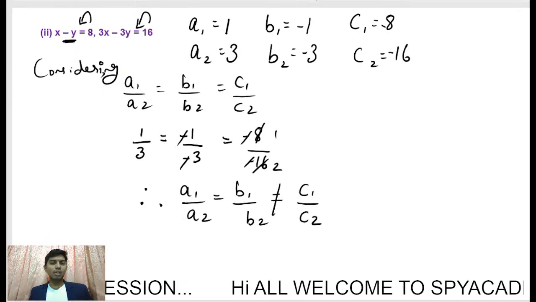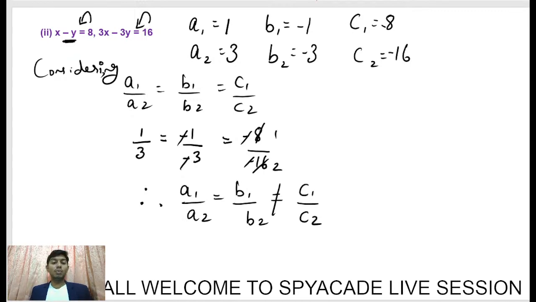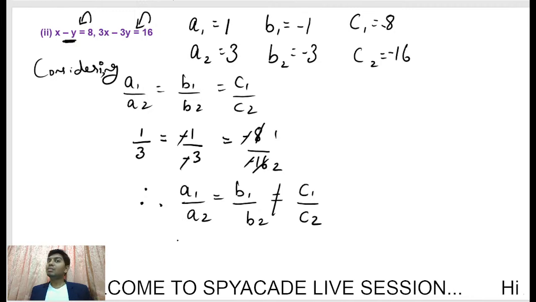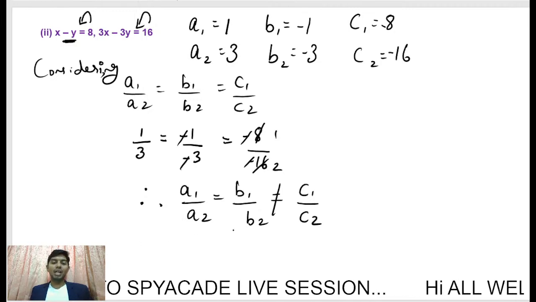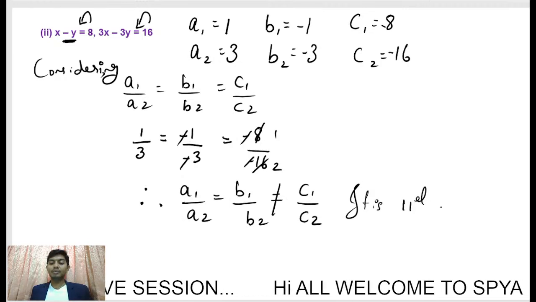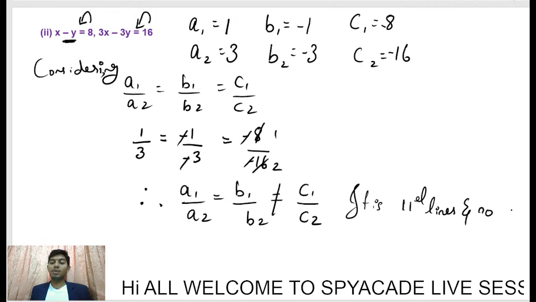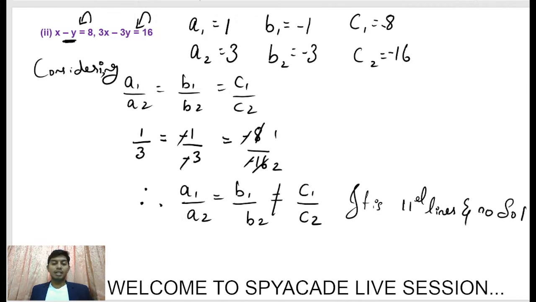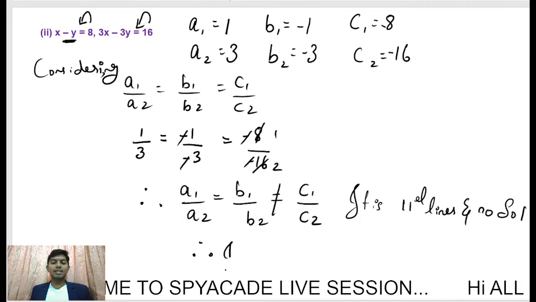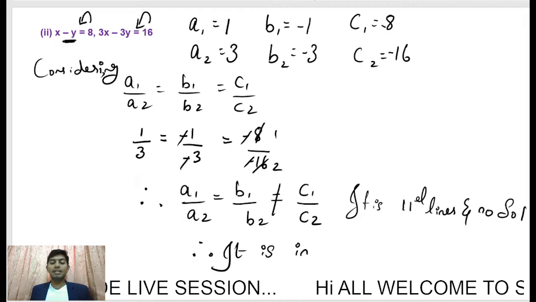In such a case, what is it called? It is called parallel lines. Then will you get any solution? No solution. Okay, it is parallel lines and no solution. Therefore, whether it is consistent or inconsistent? It is inconsistent.